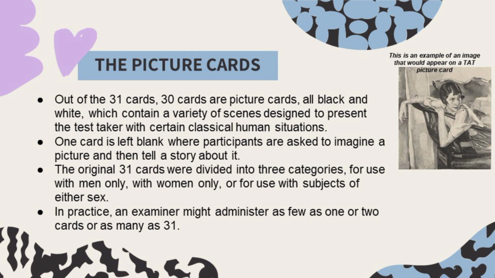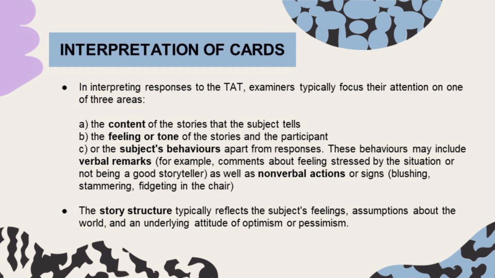So this is an example of an image that will appear on a TAT picture card. Okay, next is interpretation of cards. In interpreting responses to the TAT, examiners typically focus their attention on one of 3 areas. A. The content of the stories that the subject tells. B. The feeling or tone of the stories and the participant. C. The subject's behavior apart from responses.